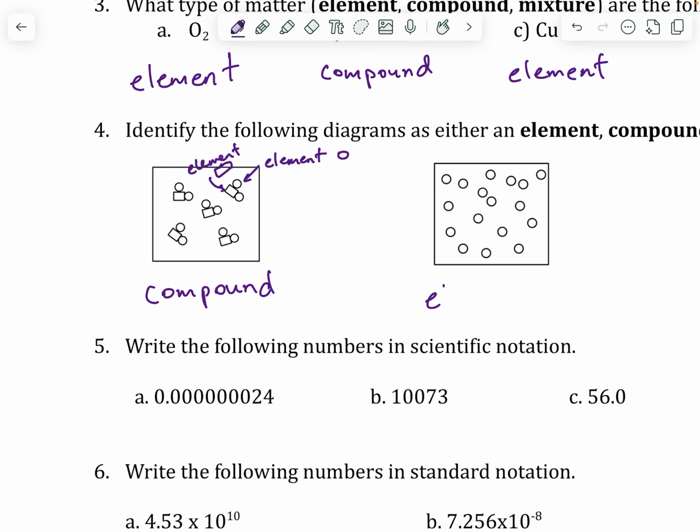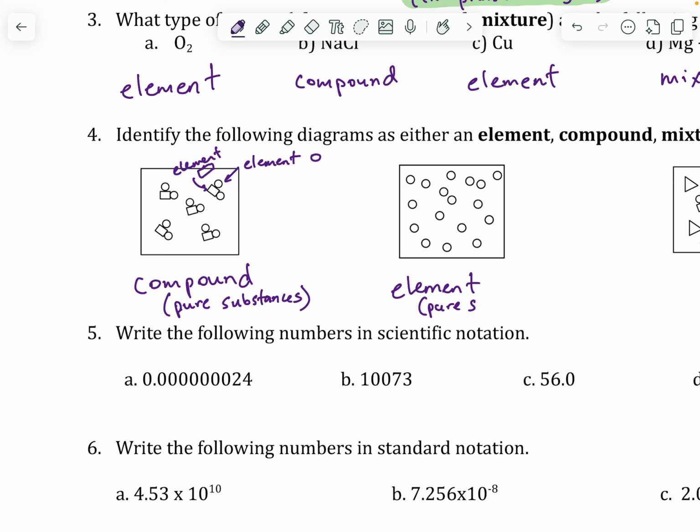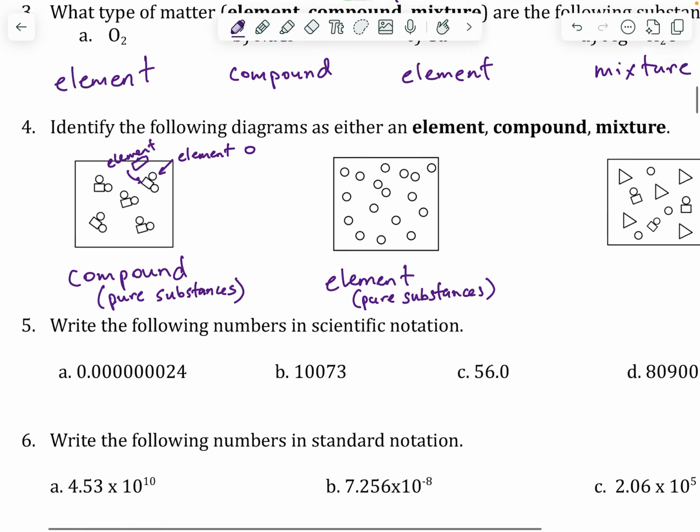Just like this element over here, we see that there's only one shape. It is element circle, correct? So we have just that. This is, again, another pure substance. So our pure substances are just things that are in the same sample that are not different from one another. So that's a pure substance there.